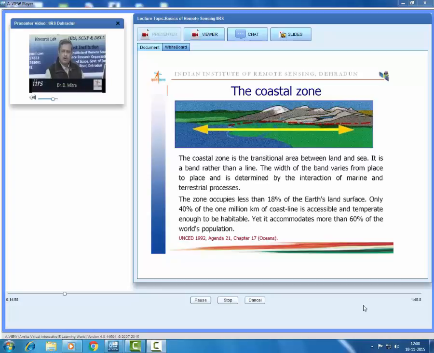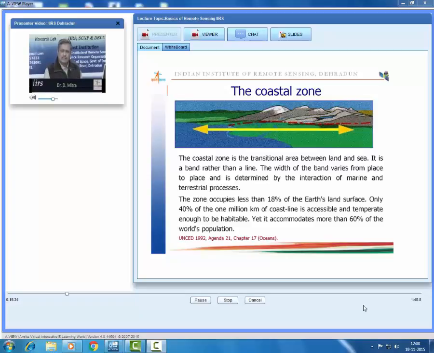This zone occupies less than 18% of the total Earth land surface. That means the area is not very huge, only 18% of the total land surface. But out of this, in the world, the total coast length is 1 million kilometer. Out of this, only 40% is accessible, where you can go and which is temperate enough to be habitable. But the most important thing is that yet it accommodates more than 60% of the world population. That means within 18% of the surface of the globe, more than 60% of the world population is living.